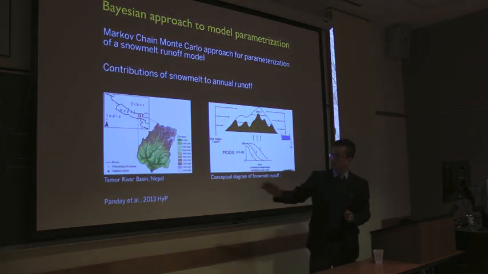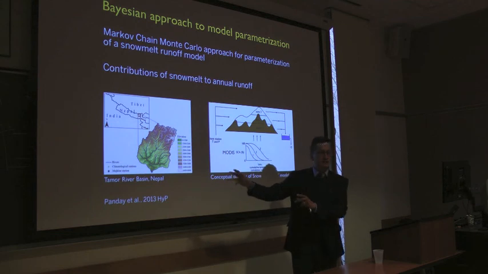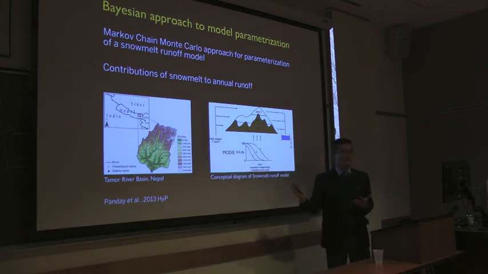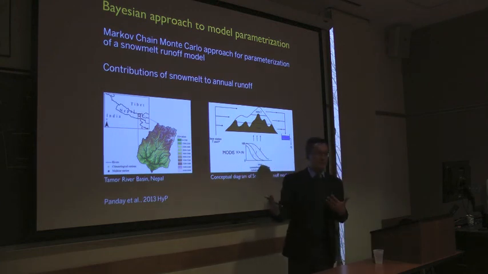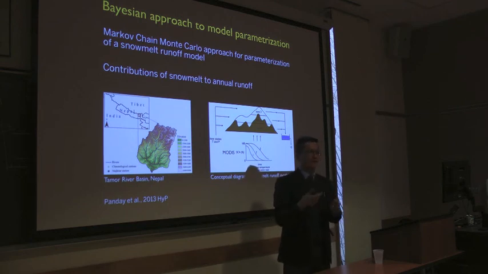In this paper, I chose a particular basin in the eastern Himalayas, the Tamar River Basin, and used a simple temperature-based snowmelt runoff model. I'm not going to go into the details of this model, but as I said, we have a number of parameters in it, and if you're a modeler, you know you have to tweak these parameters if you really don't know what the value is.